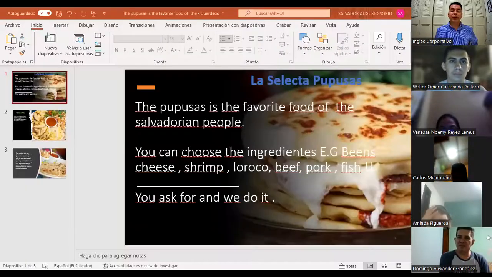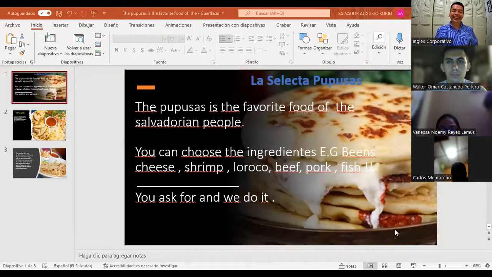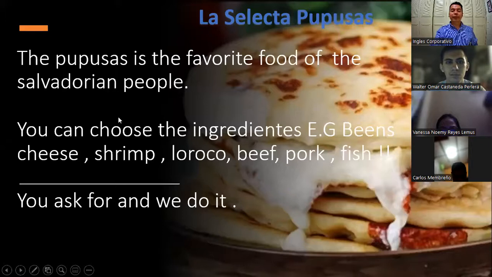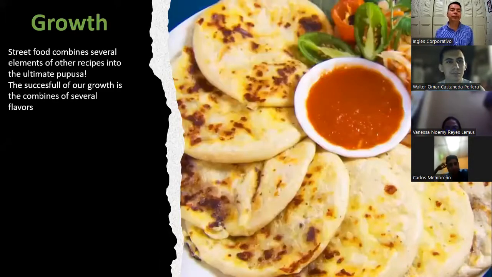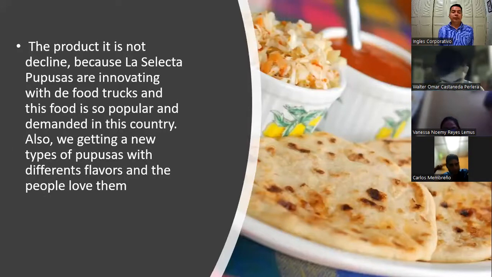Okay, La Selecta Pupusas. The pupusa is the favorite food of the Salvadoran people. You can choose the ingredient: beans, cheese, shrimp, loroco, beef, pork, fish. You ask for it and we do it. Growth: a street food that combines several elements of other recipes into the ultimate pupusa. The success of our growth is combining several flavors. And the product has not declined because La Selecta Pupusas are innovating with food trucks, and the food is so popular and in demand in this country. Also, we are getting a new type of pupusa with different flavors, and the people love them.